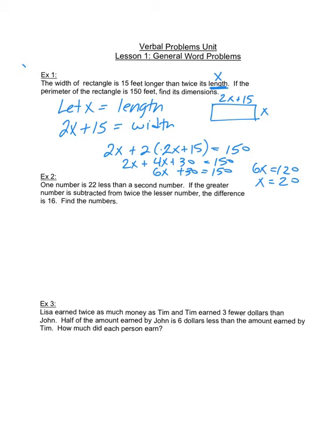So if x is 20, then my length here, I'll switch colors, my length here is 20 feet, and I'll plug into the width. 2 times 20 plus 15 is 40 plus 15, which is 55 feet. And those are my length and width.